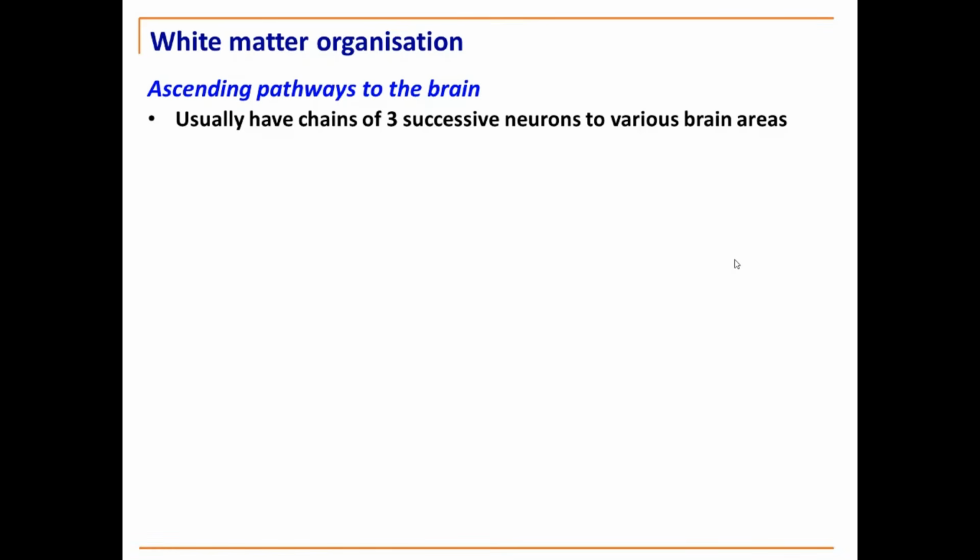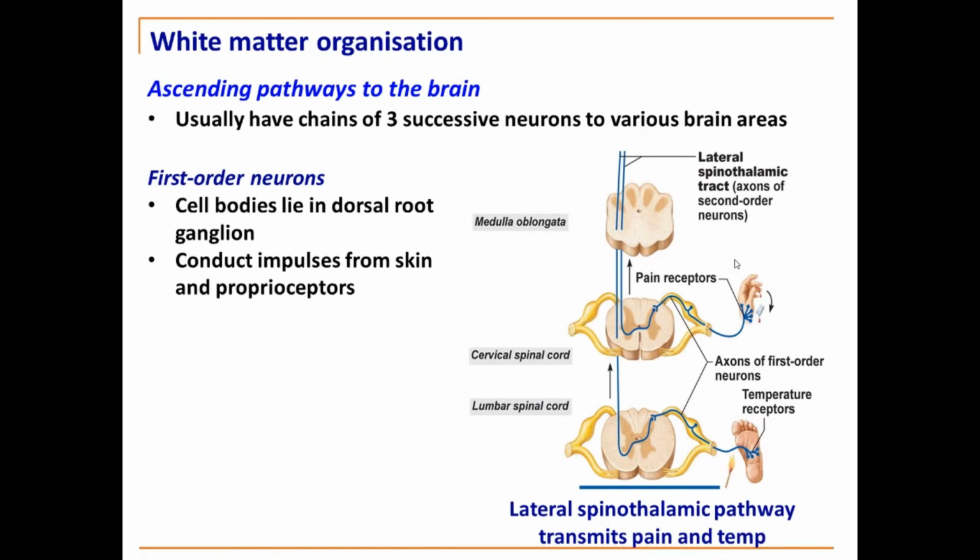So, thinking about those ascending pathways, they usually have chains of 3 successive neurons to the various brain areas. Not always 3, because for the cerebellum you just have 2, but they usually have 3 successive neurons. This is an example that we're going to look at now. We're looking at the lateral spinothalamic pathway. Remember that transmits pain and temperature. In this image, we're presuming that we're lighting a match onto the bottom of someone's foot, so we're stimulating temperature and pain.